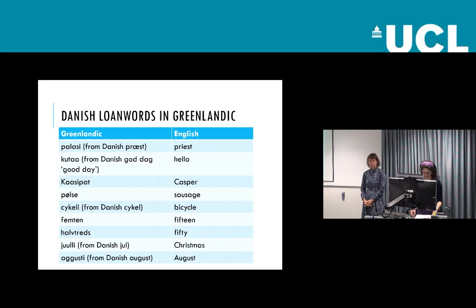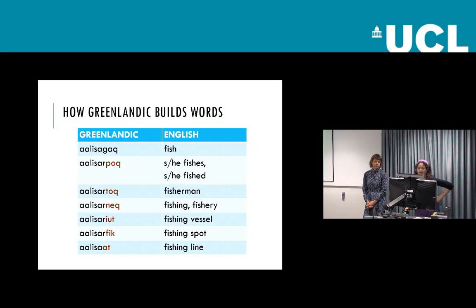Okay, so now that you've got a bit of an idea of what the vocabulary looks like, we can look at how Greenlandic builds words. We saw earlier Nechivik, table, which is made up of the word for eat and a suffix that means place. So now you'll see lots more of this. This is a very basic level of how Greenlandic builds words. You have a basic word like a noun, alisalrak, a fish. Then you take this pok ending that we saw before, which means he or she, and you get alisalpok, which means she or he fishes, she or he fished.